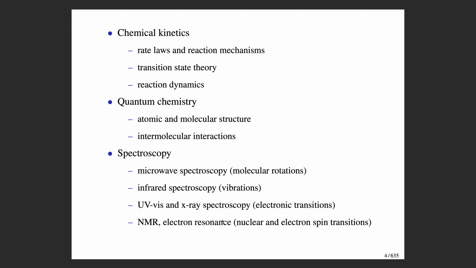As you know, spectroscopy is a major tool in chemistry, and so all sorts of different types of spectroscopy would be studied in that second semester, in particular microwave spectroscopy, infrared, UV vis, to some extent X-ray spectroscopy. NMR, of course, as we know from our studies of organic chemistry, is hugely important. And then related to NMR are some similar types of techniques involving electron resonance.